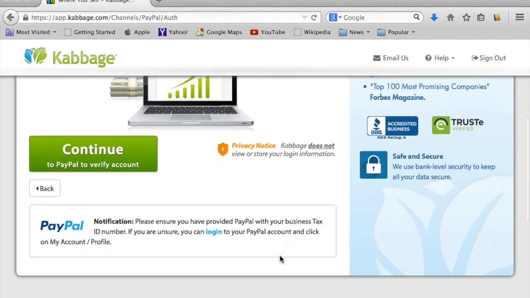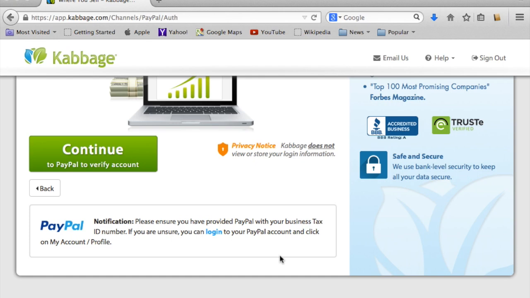Now, please note that Kabbage does not view or store any of your login information, so they won't know your PayPal login information, your business checking account information, or anything of that nature. After Kabbage reviews your revenue transactions, they will request additional information, including your first and last name, your social security number, and they will process all of this information and within minutes let you know whether or not you qualify for a loan and the amount that you actually qualify for.